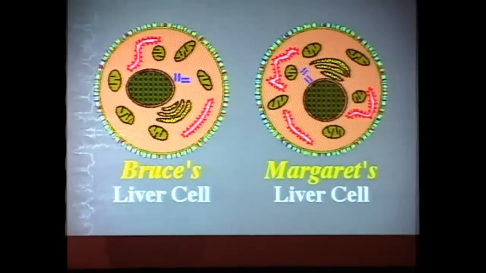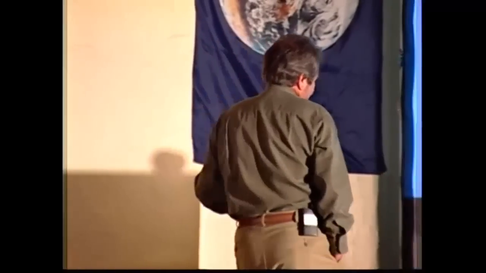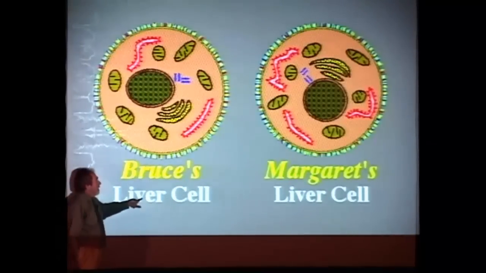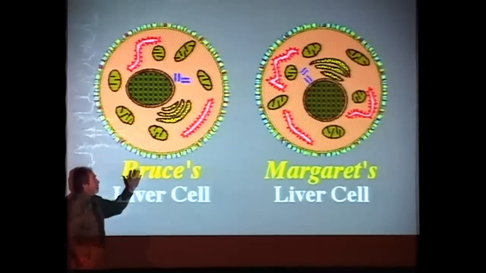So all of a sudden they say, where's the self? What is the self? What makes you, you, and the person next to you not you? Protein, so I'm going to get to it. I use two cells, Bruce's and Margaret's. I use two liver cells because 99% of the cell is liver in function. 99% of the cell is exactly the same as Margaret and Bruce. They're both the same. Liver cells do the same thing.